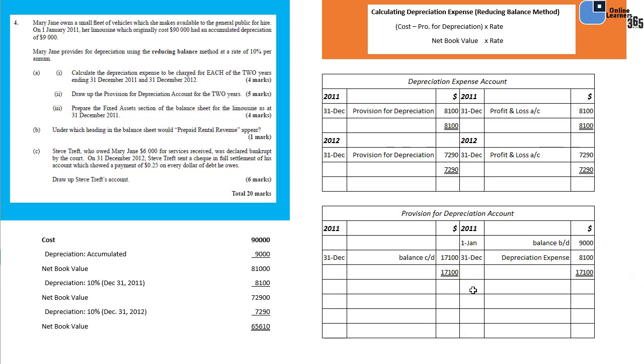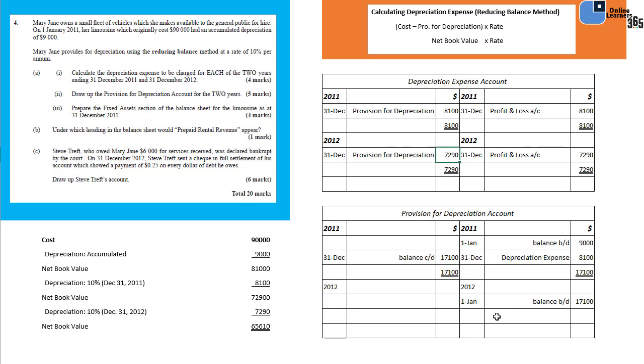This balance would be transferred to the start of the next year, which is 2012. So we have the 1st of January, balance brought down, which is the same as 17,100, and we saw again that on the 31st of December 2012, $7,290 would have been charged as depreciation.